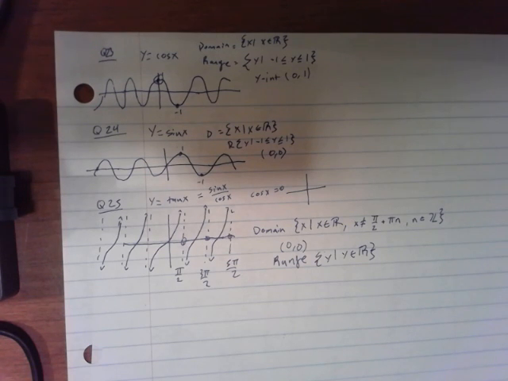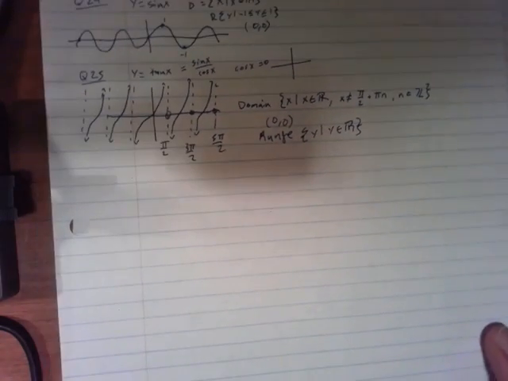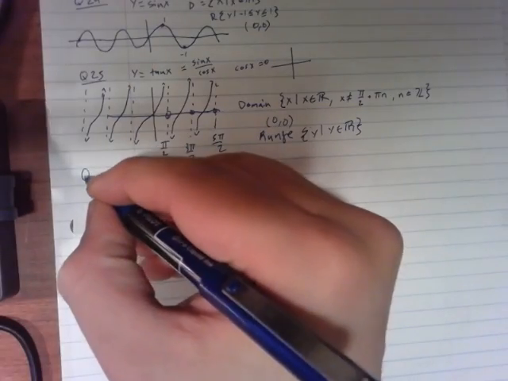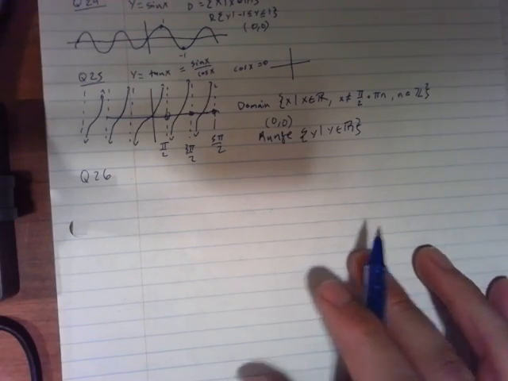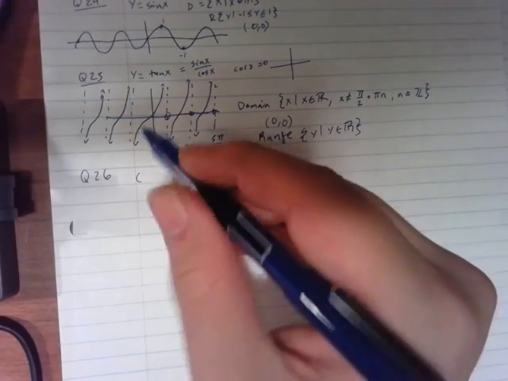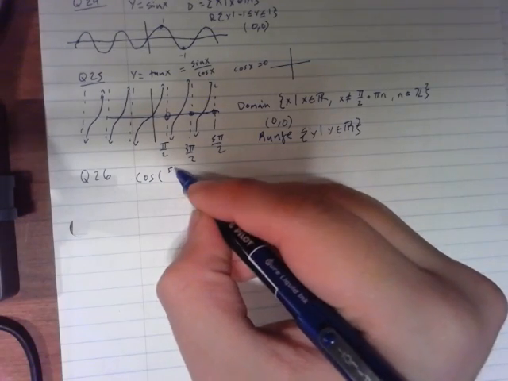Okay, so we're going to go ahead and continue with our problems. We had left off on question 25, which is a graph of tangent. Now we are on question 26, and these are going to be relatively quick. Here we're going to be evaluating trig functions using the unit circle.